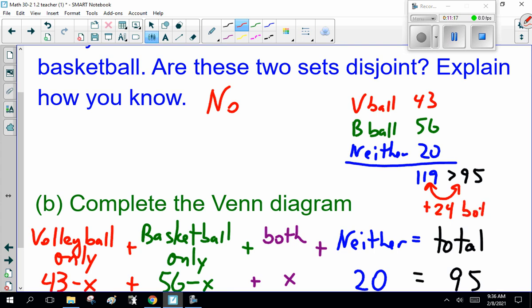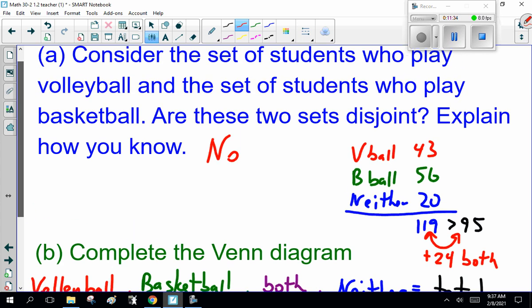That's the both. So that is the quick way to do it, and that works. Well, sorry, it works in this instance. It doesn't always work, so I want you to know the formula. Volleyball only, basketball only, both, neither, total. Now, getting back to the questions here. Consider the set of students who play volleyball. Are these two sets disjoint? No, because there are students who play both.